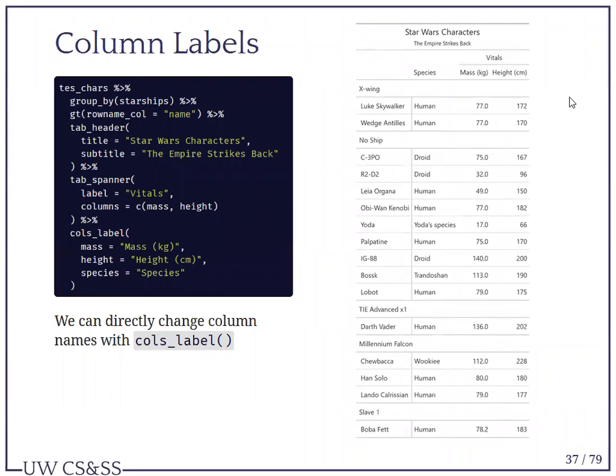You can provide column labels just so that the things within the table have nice, publication-ready, legible titles. So we've changed our data frame variable mass to mass in kilograms, height to height in centimeters, species to species with a capital S.